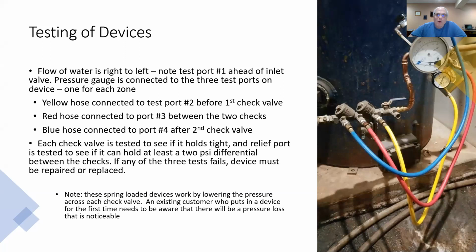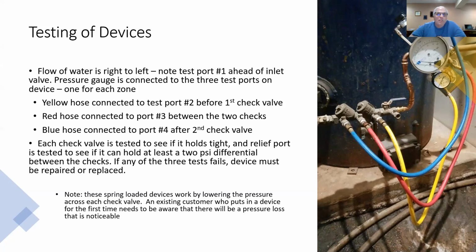It tests the water pressure on one side of the device and then the other, and combines them. One is higher, one is lower, and it combines the two of them and shows the difference between the two, not the actual pressure itself, but the difference between the two. For example, if that yellow hose is on the high side and it tests incoming pressure at 60 pounds per square inch, and the red hose is after the first check valve and tested at 58 pounds per square inch, that gauge would show 2, the difference between 60 and 58.